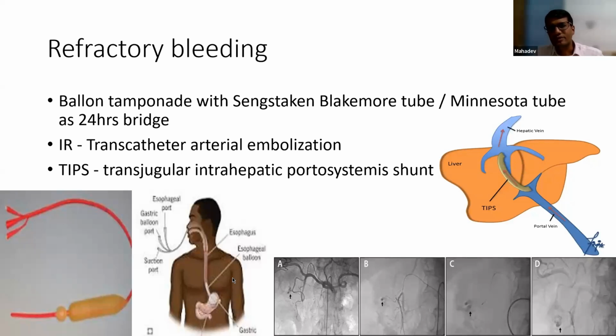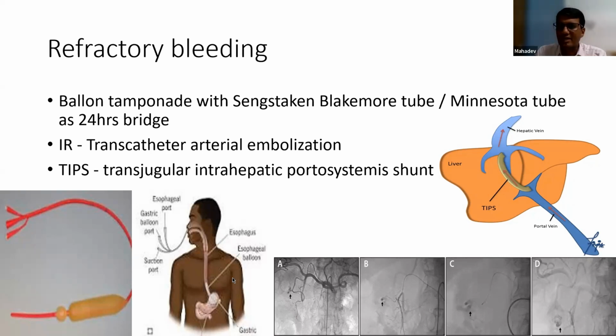So what do we do if we cannot control the bleed with the endoscopy? If there is a refractory bleed, we can use balloon tamponade with Sengstaken-Blakemore tube or Minnesota tube. It can be used for 12 to 24 hours. So here there will be two balloons. This tube will have two balloons. One is the gastric balloon, another one is the esophageal balloon. So we need to pass this balloon inside.